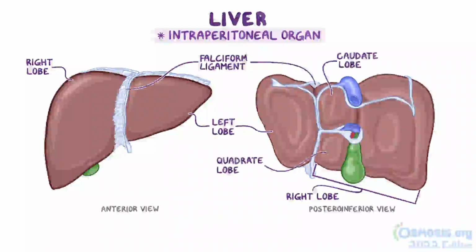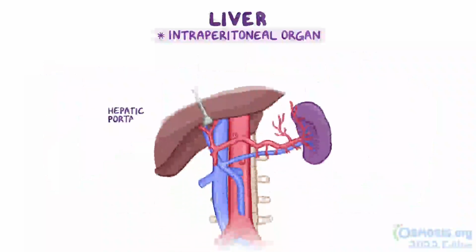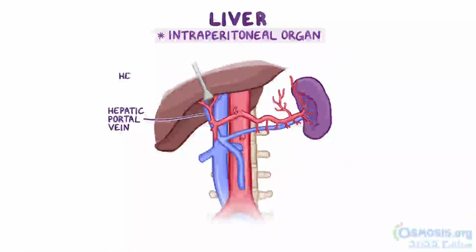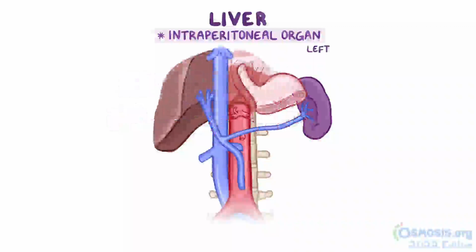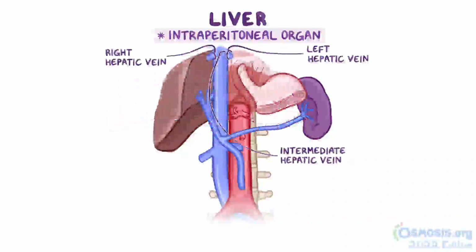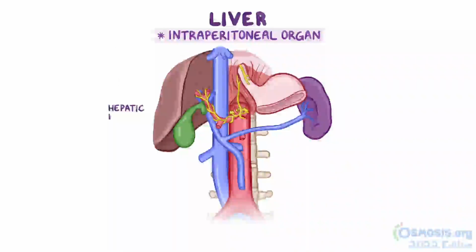The majority of the liver's blood supply comes from the hepatic portal vein, while the remaining comes from the hepatic artery proper. Its venous drainage is provided by the left, right, and intermediate hepatic veins, while its nerve supply comes from the hepatic plexus, which includes fibers from anterior and posterior vagal trunks.